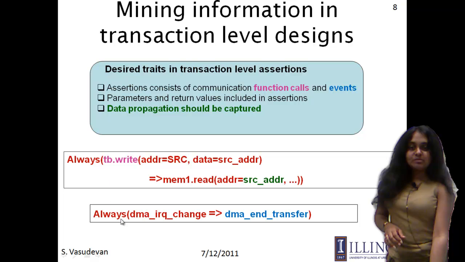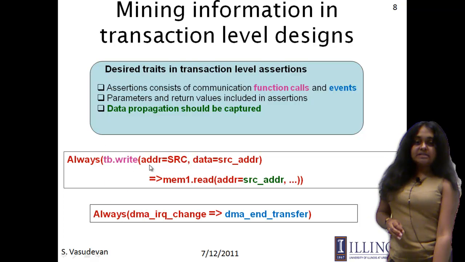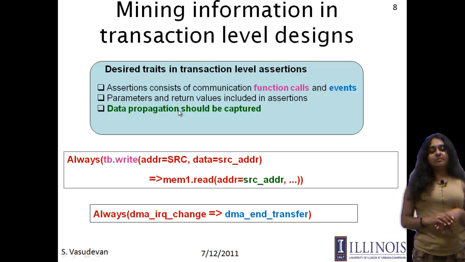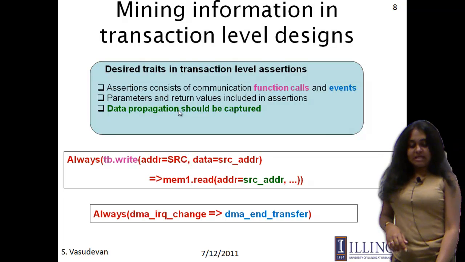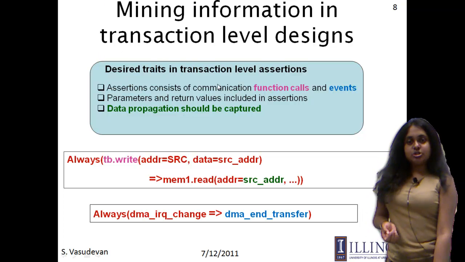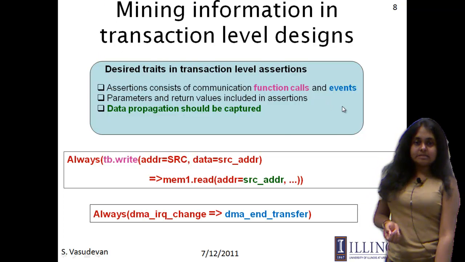So if you look at these two examples here, you see that the different attributes that we just spoke about are color coded. So TB write is a function call, DMA end transfer is an event, and SRC address shows data propagation, and such assertions cannot be generated by the decision tree based or the association mining based techniques.